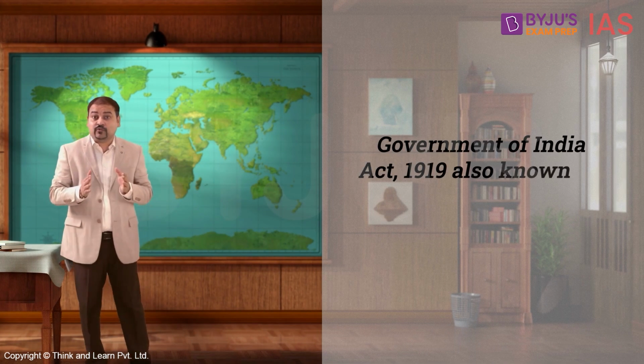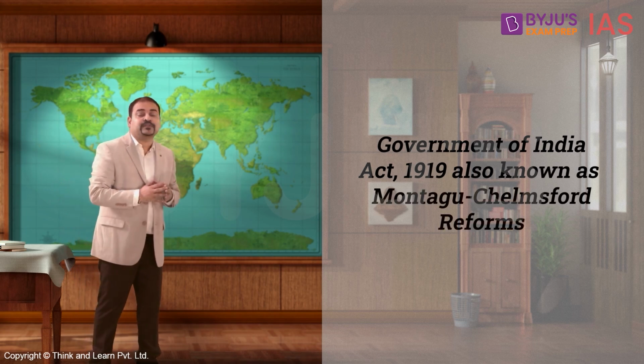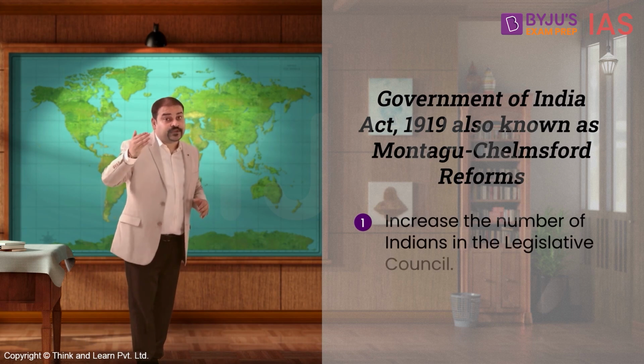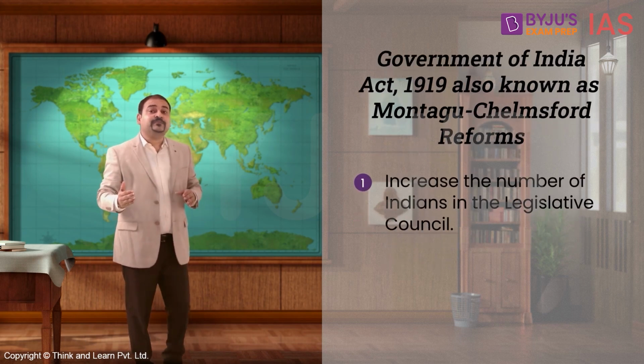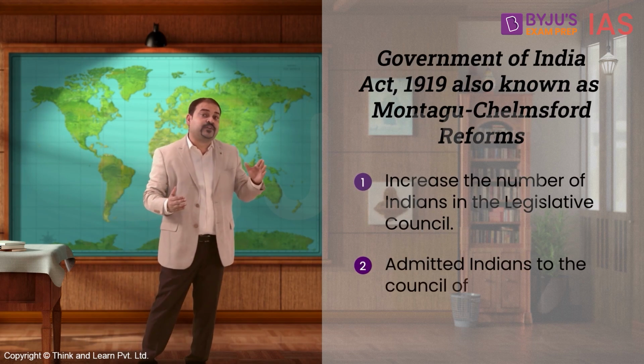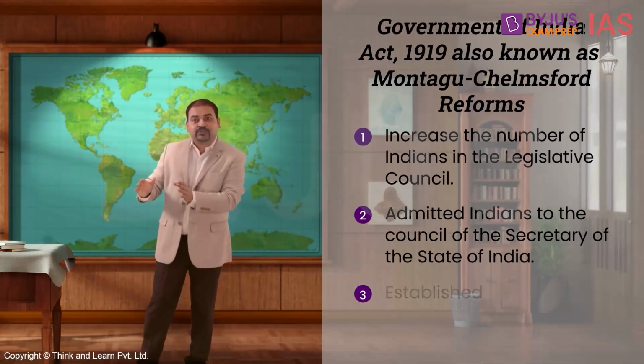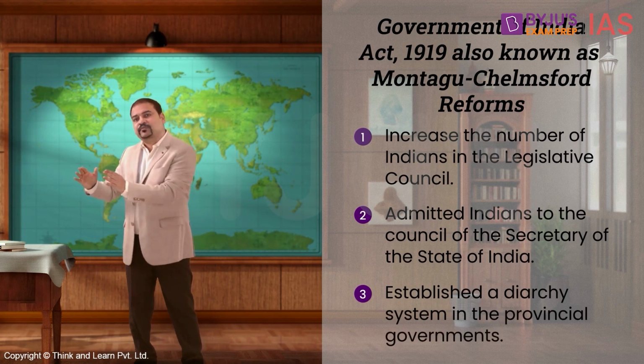The British even enacted the Government of India Act in 1919. It is also known as the Montagu-Chelmsford Reforms. This act sought to increase the number of Indians in the Legislative Council and admitted Indians to the Council of the Secretary of the State of India. It also established a diarchy system in the provincial governments. But then, the act had many drawbacks.